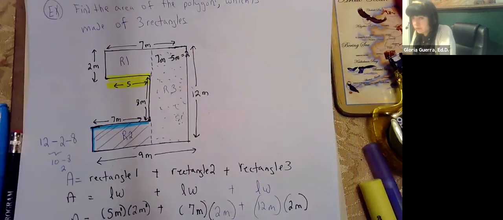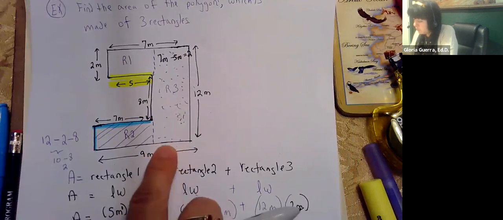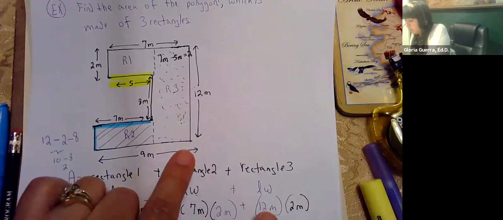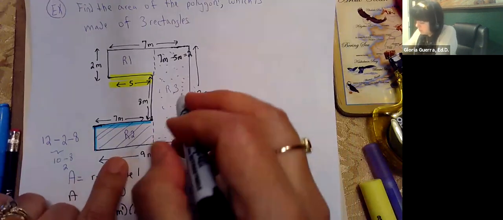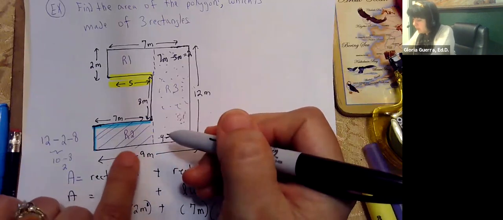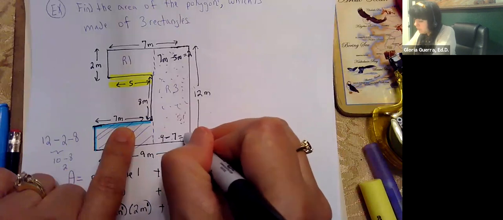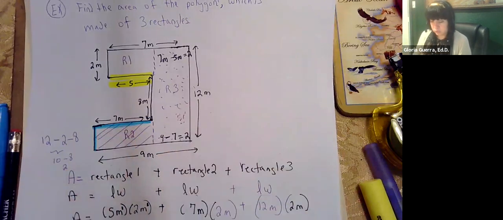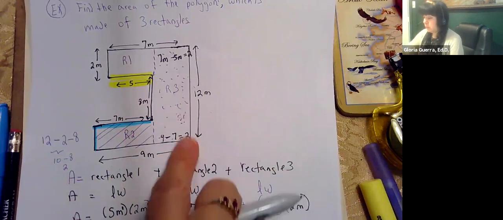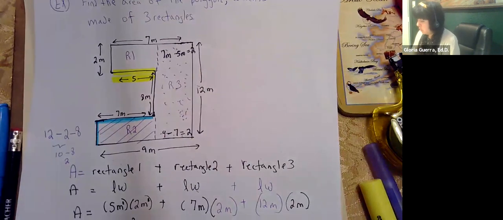And then also, if you want to find 2 another way, down here at this side, if you're looking for this measurement here, you could say that you have 9 and you're taking away this 7. 9 take away 7 is 2. So you've got 2 meters. So you're able to get 2 a couple of different ways, okay? And so it's a check, okay?